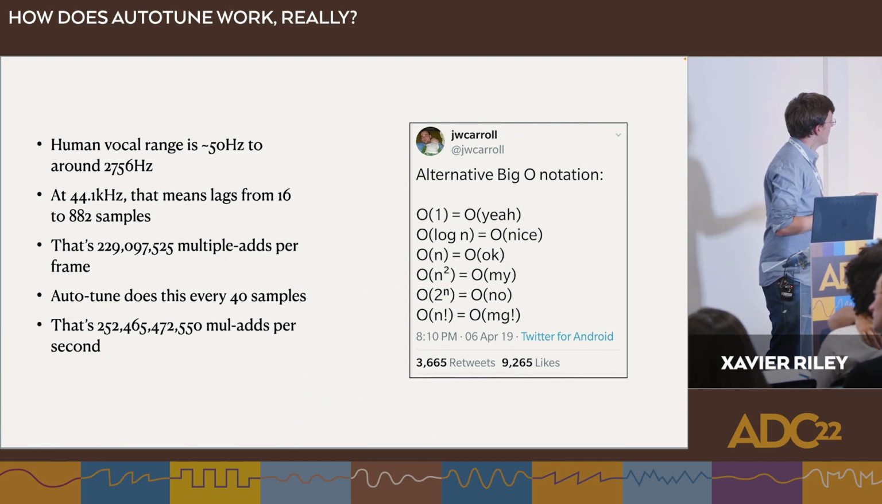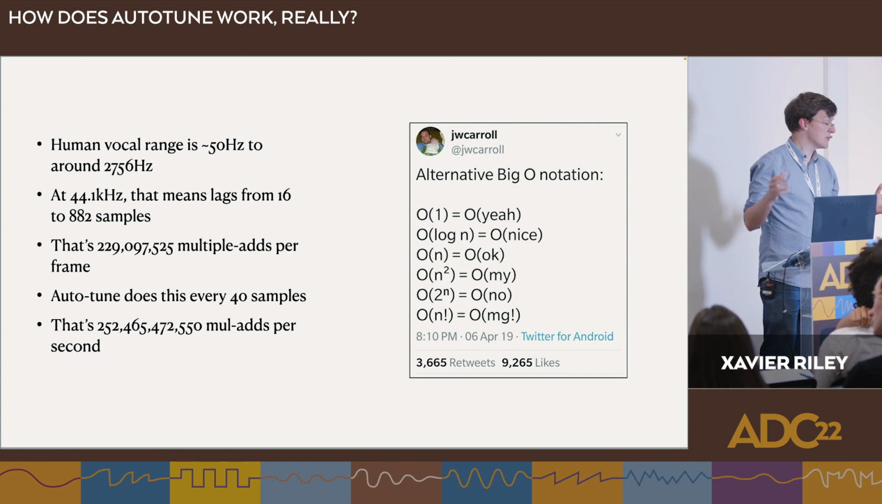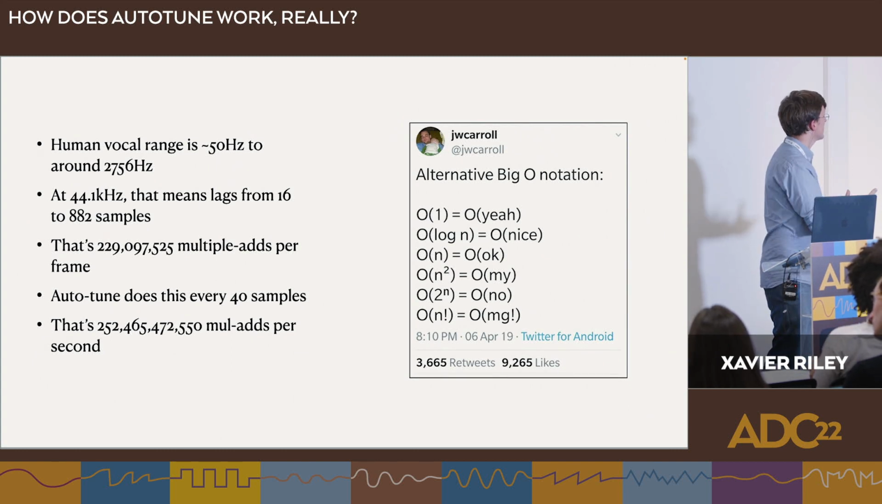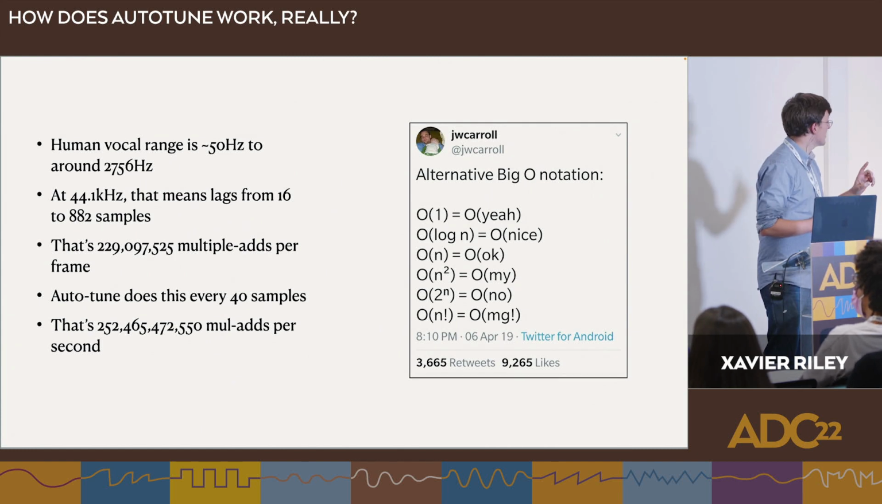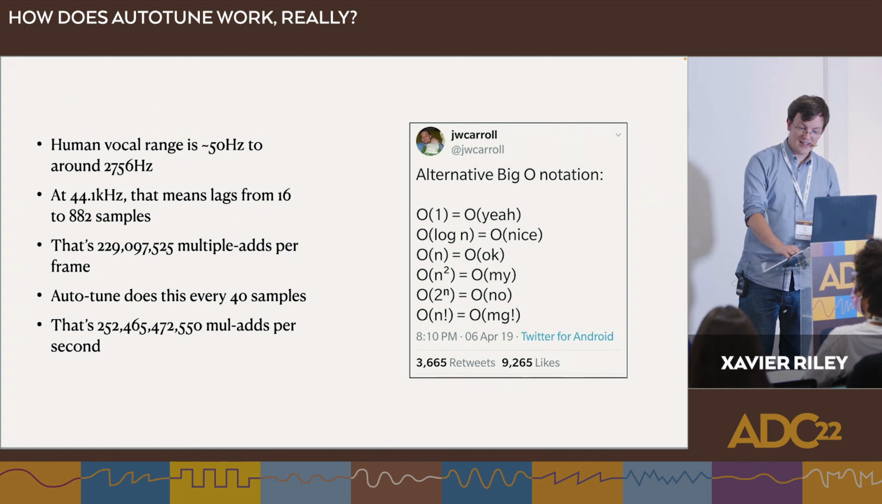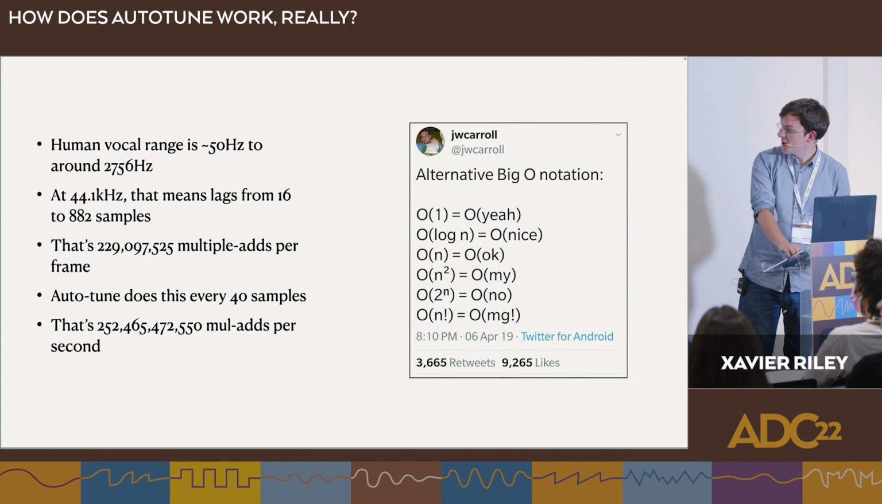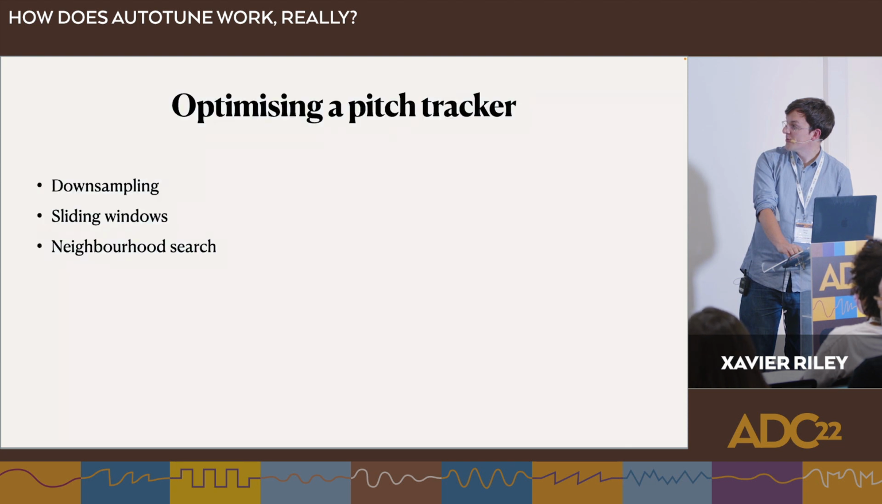At 44.1, that means we need to examine lags from 16 to 882 samples. So we're going to have to examine each of those lags. When you work it out, it's 229 million multiply-adds per frame. And Autotune does this every 40 samples. So that's something like 252 billion multiply-adds per second. So it seems unlikely that we're going to get this to work. I have to say those are harsh odds if we do it in the n-squared implementation.